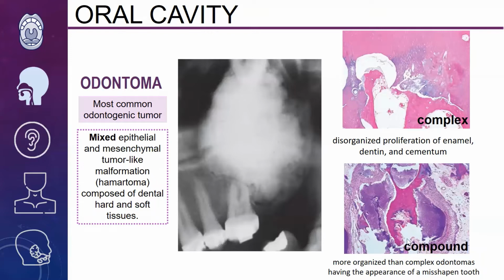In contrast, the compound odontoma exhibits a higher degree of differentiation than the complex odontoma, so that the individual lesion characteristically consists of a mass of small misshapen teeth known as denticles. They usually occur in the posterior mandible. Again, these lesions probably represent hamartomas rather than true neoplasms and are cured by local excision. Multiple odontomas may occur as a component of Gardner syndrome, or familial colorectal polyposis.